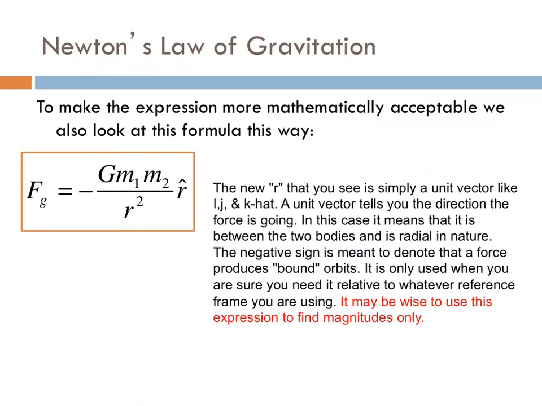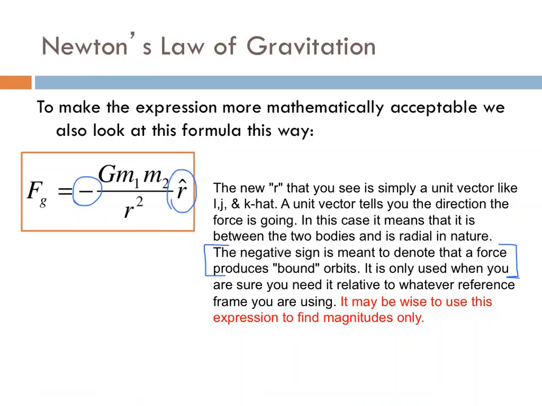On your AP sheet, you're actually going to be given this version of the equation, where you're going to have a negative sign included and an r hat. What this r hat means is this unit vector, which tells you the direction the force is going. Again, it's probably better for you to just use the equation we wrote earlier, G times m1 times m2 over r squared, to find the magnitude of it, and then find the direction through your own conceptual understanding. Again, we are going to be using this negative later because this negative means that it produces a bound orbit. And we'll see an example of simple harmonic motion where we needed that restoring force, but we'll see that a little bit later.